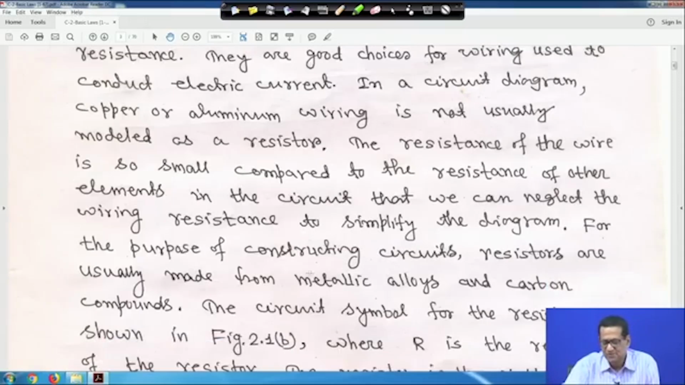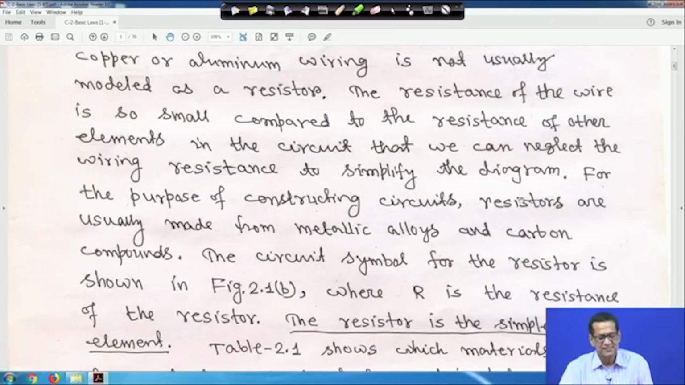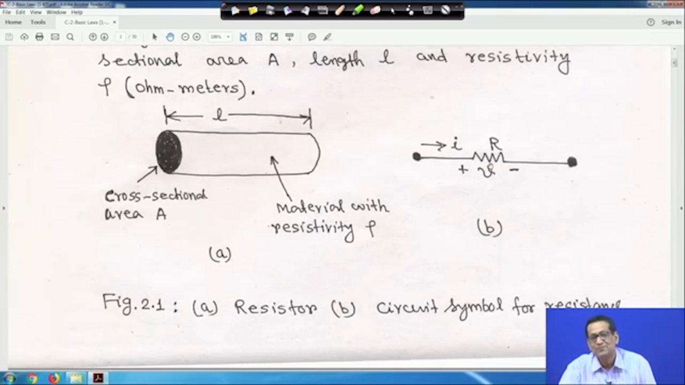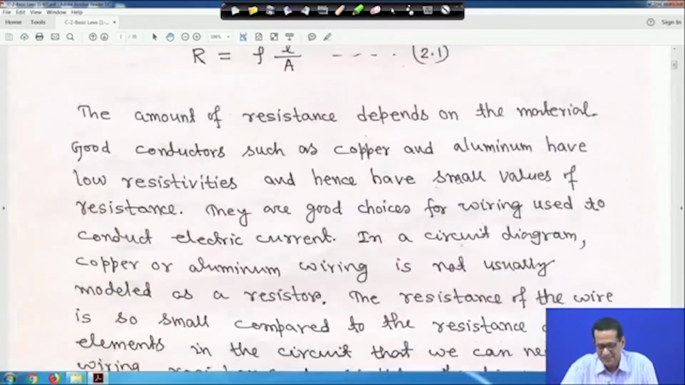For the purpose of constructing circuits, resistors are usually made from metallic alloys and carbon compounds. In the first year lab, you will see a barrel type of rheostat. The circuit symbol for the resistor is given here, and I told you something about why you would draw it like this.